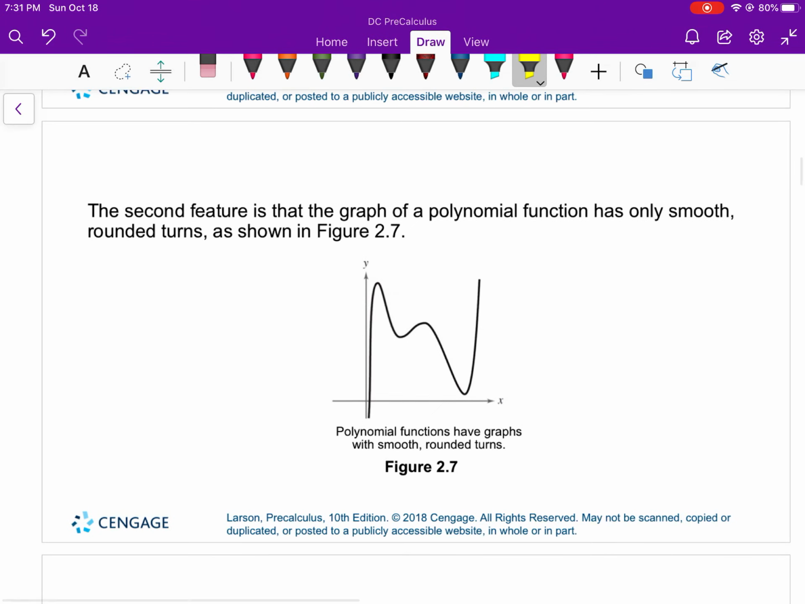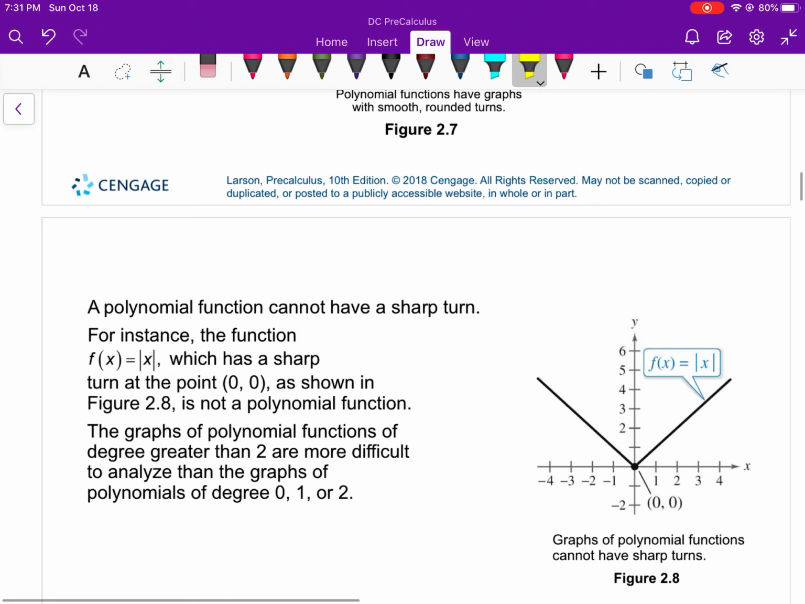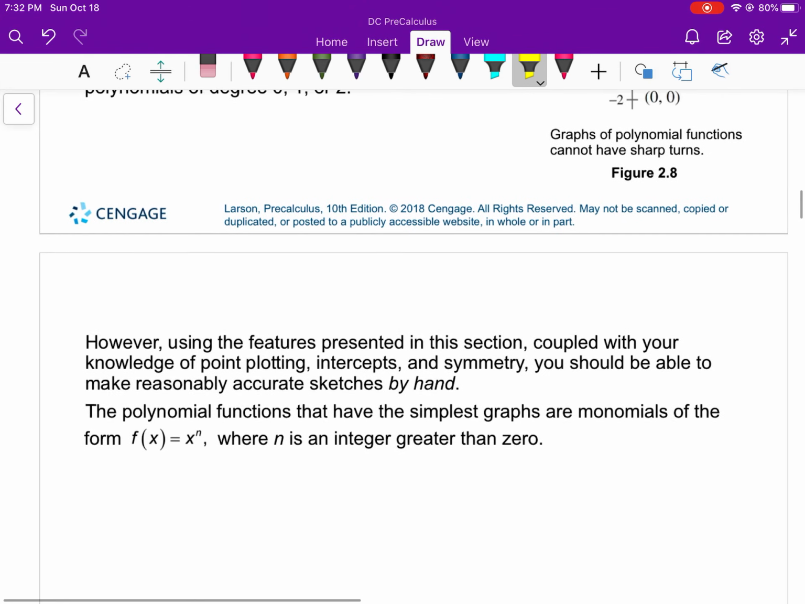Polynomials also have smooth, rounded turns. So there's not going to be anything linear about them. Or sharp. They're all going to be rounded, smooth turns. An absolute value graph is not considered a polynomial graph because it has a sharp turn. In calculus, we talk about polynomials, and then we talk about those functions that have sharp turns. Absolute value is not a polynomial. It has a sharp turn.